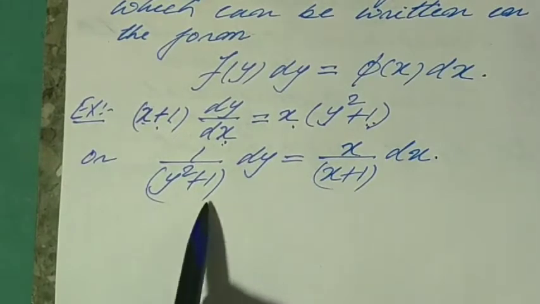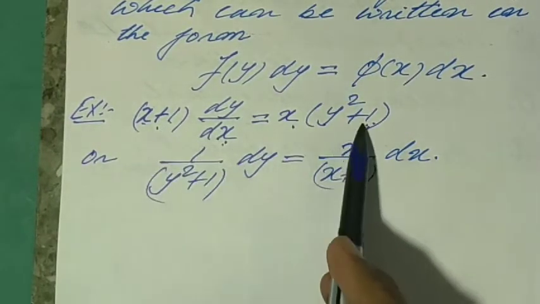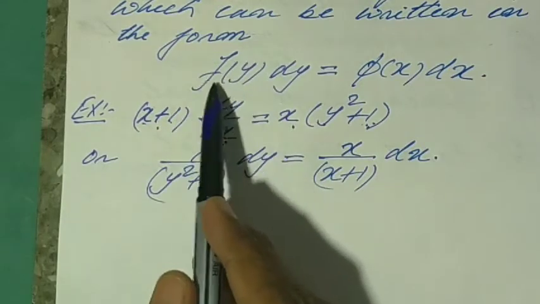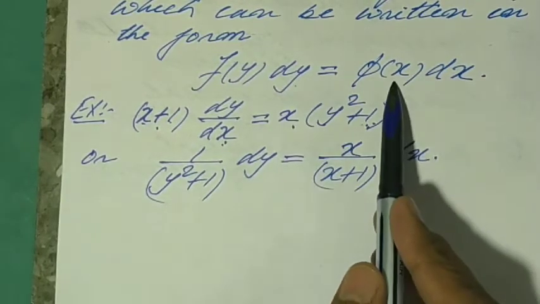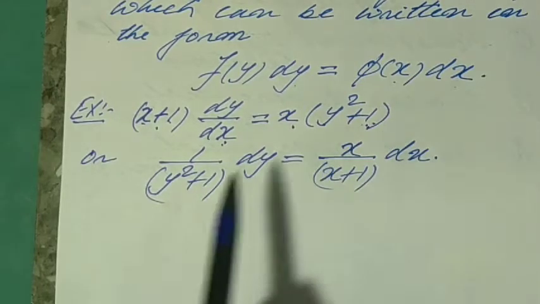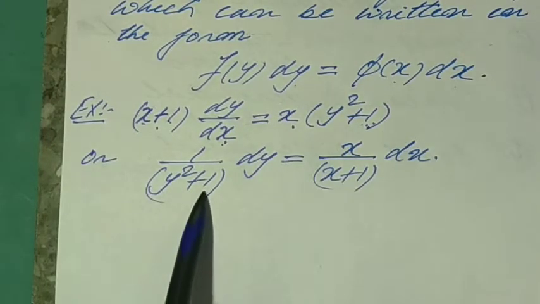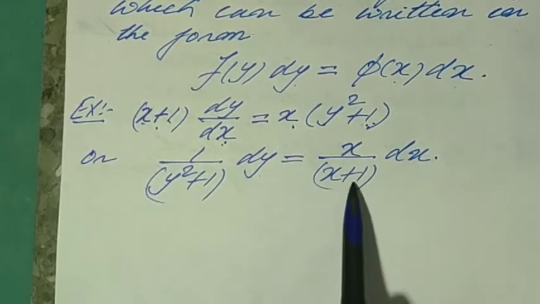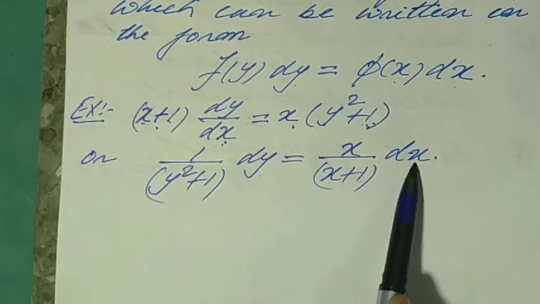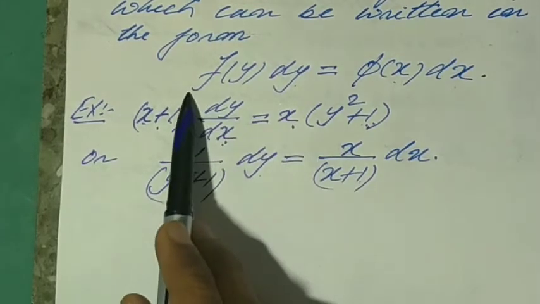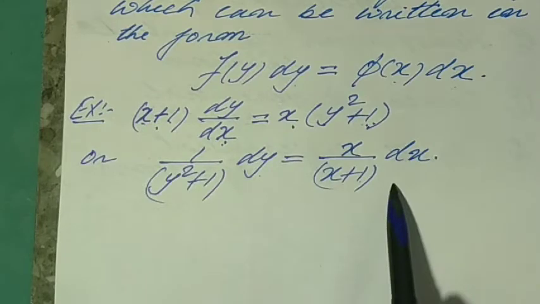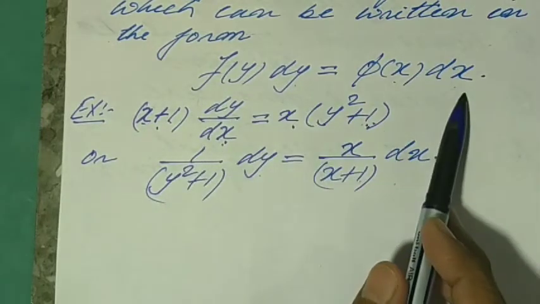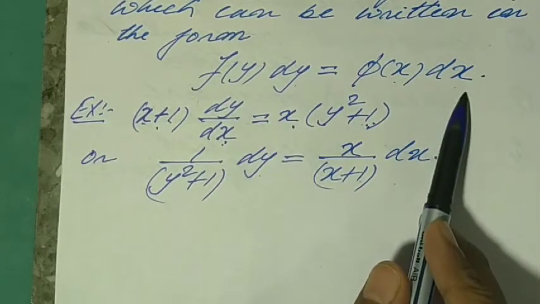So doing so, we have written this equation in the form f(y) dy is equal to phi(x) dx. f(y) means some function of y with operator dy, phi(x) is some function of x with operator dx. So here 1 upon y square plus 1 is f(y), some function of y with operator dy, and on the right hand side x upon x plus 1 is a function of x and dx is the operator. So this is the form f(y) dy is equal to phi(x) dx. Any equation which may be written in this form is known as a variable separable differential equation.